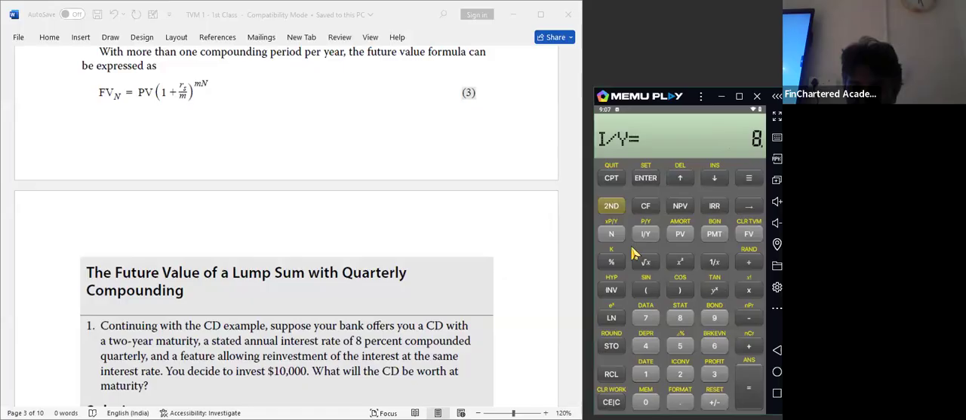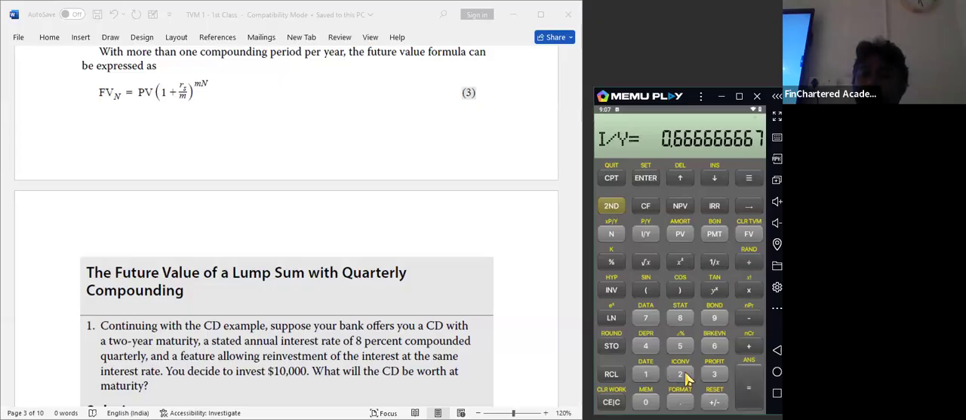For each month, with more compounding frequency, it is going to be 8 divided by 12. 8 divided by 12 for each of the month. So for each month, it's going to be like this.